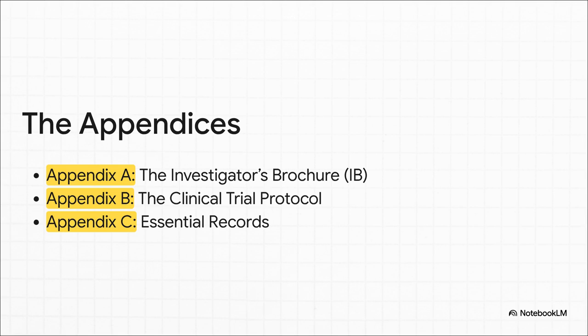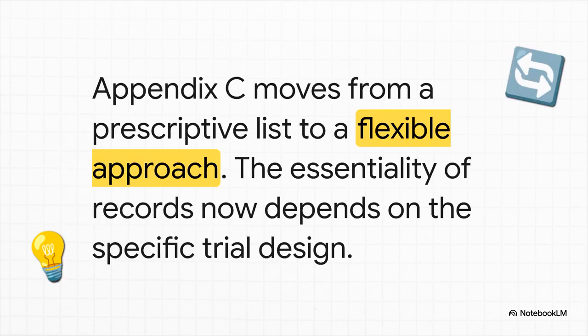Appendix A is for the investigator's brochure. That's the deep dive on the product being tested. Appendix B is all about the clinical trial protocol, and Appendix C deals with essential records. Now, I really want to call out a major change here in Appendix C. The old GCP had this super long, rigid checklist of documents you had to have. E6R3 completely scraps that. It says, hey, the records you need depend on the trial you're running. It's a much smarter, more flexible, risk-based way of thinking.